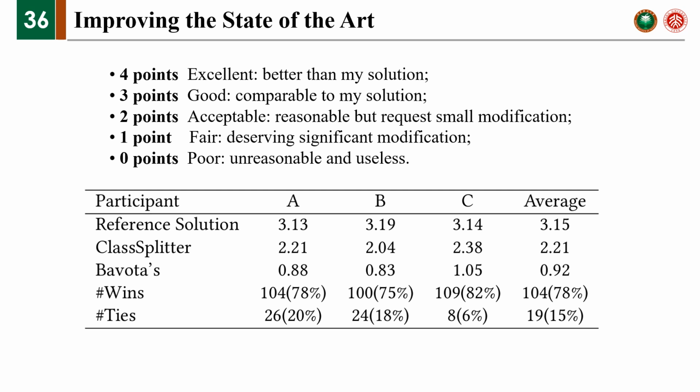We also requested developers to manually rank the best two approaches and the reference solutions suggested by the original developer according to the scoring rules shown. From the table, we make the following observations. First, solutions suggested by ClassSplitter were often preferred by developers. In 78% of the cases, its solutions were preferred. Second, the solutions suggested by ClassSplitter are considerably good, between good and acceptable. Third, the ranking of the reference solution is 3.15, which suggests that the scores are positively related to the quality of the solutions.